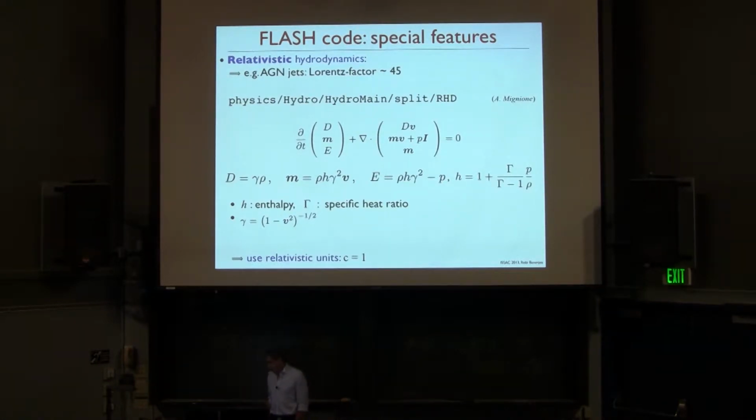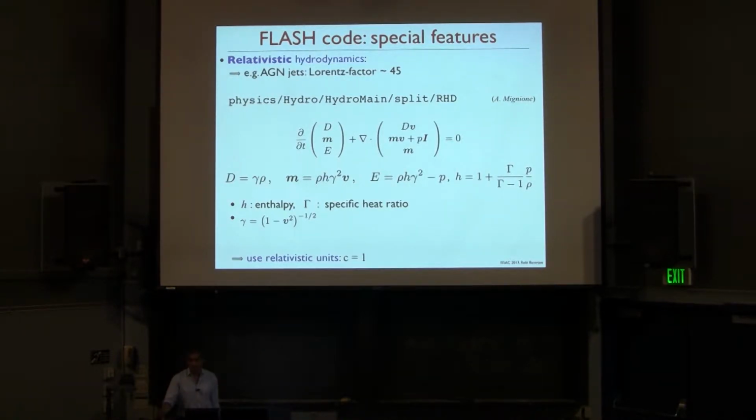There's another interesting module. The Flash code is, at least to a certain extent, capable of handling relativistic MHD, or I shouldn't say MHD, relativistic hydrodynamics. MHD is not yet included here. And this is, of course, interesting for you if you deal with high velocity flows which are close to the speed of light.